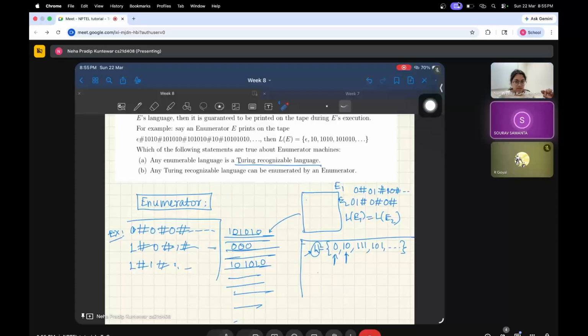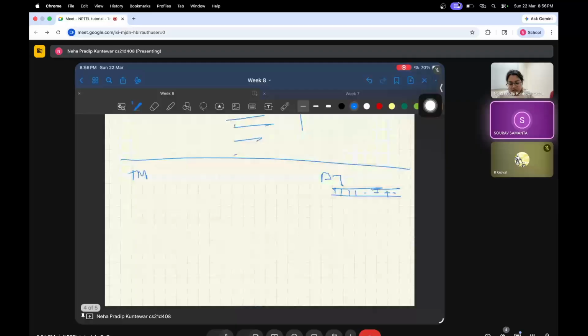Ma'am, what does equivalent Turing machine basically mean? Yeah, equivalent means that when you say two models are equivalent, every language that can be computed by model M1 can also be computed by model M2 and vice versa. Okay, so can you repeat that once again, ma'am, please?